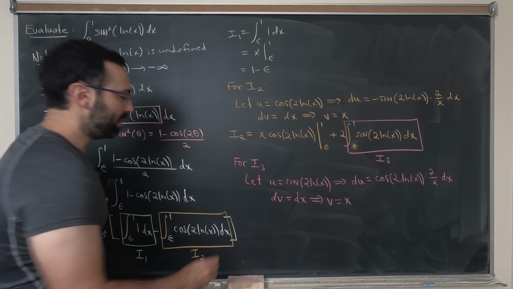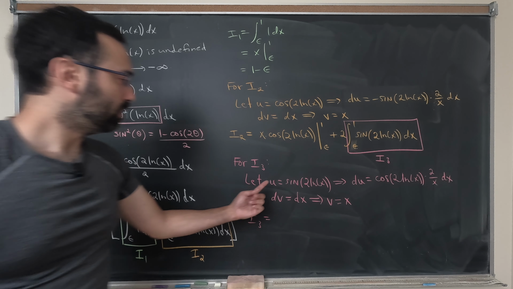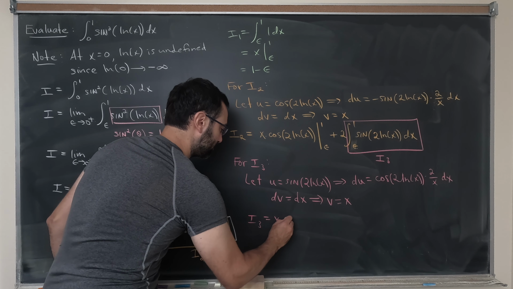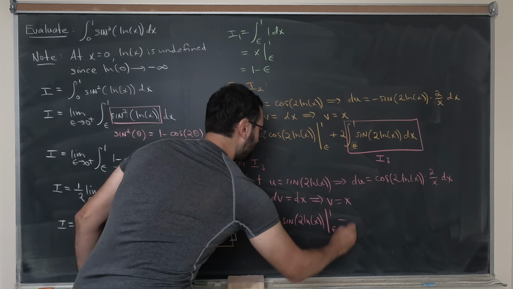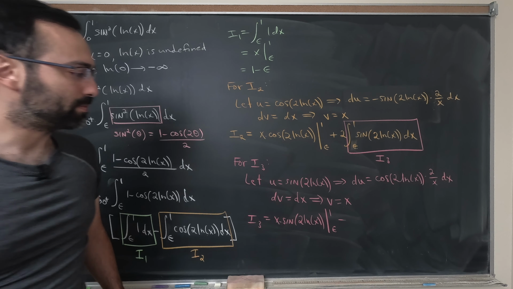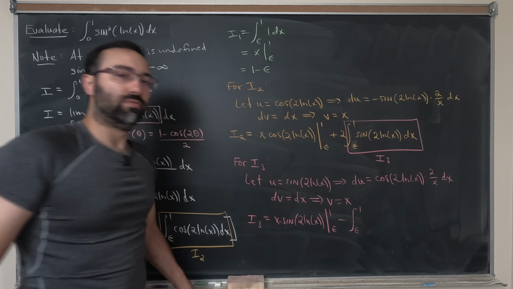Okay, good. So I3 then is simply uv evaluated from epsilon to 1 minus the integral from epsilon to 1 of v du. So that would be x times this quantity here. Again, this x and the x down here will cancel. This 2 up here can be pulled out front. So we're left with cos of 2 ln of x dx.